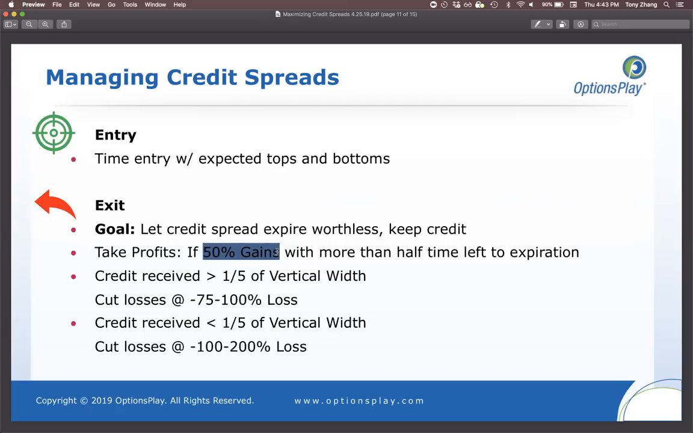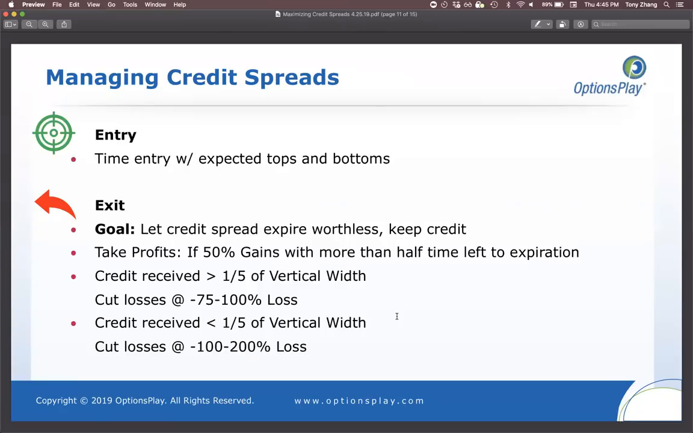Now, on the flip side, if it starts to go against you, this is really where it depends on how much credit you receive. This is why, in my opinion, credit spreads are a little bit more advanced, because there's a lot more things that you need to consider to decide how to manage this trade. So if the credit that you receive, the income that you receive on the credit spread, is greater than 1/5 of the vertical width, and in our example, we are saying that the optimal one is 1/3, so that's exactly what this case is, you want to cut your losses when you've lost anywhere from 75 to 100% of the credit that you received. But for those of you that sell really high probability out-of-the-money credit spreads, where the credit you receive is less than 1/5 of the vertical width, so if you sell a $10 wide vertical spread and you're collecting less than $2 or so and you're risking $8 on that trade, that's when you want to cut your losses where you've lost anywhere from 100 to 200% of the credit that you received.